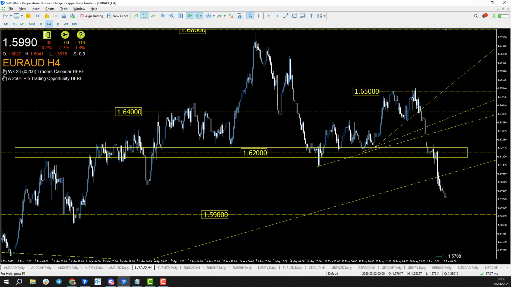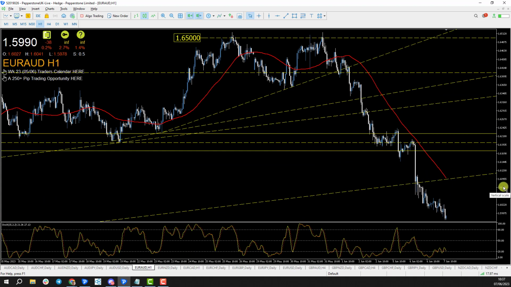So what I really wanted to see was a reaction from the trend line for a pullback for a continuation. We haven't seen that. Price instead has continued to trade through the support, and we're actually heading towards that 1.59 handle. But that doesn't mean that we just jump on. It doesn't mean that we just get short, because we still have to be sensible with how we enter the market.